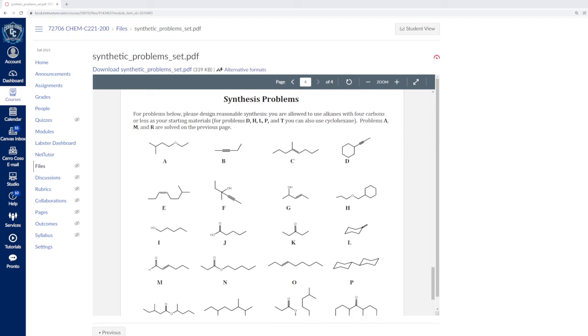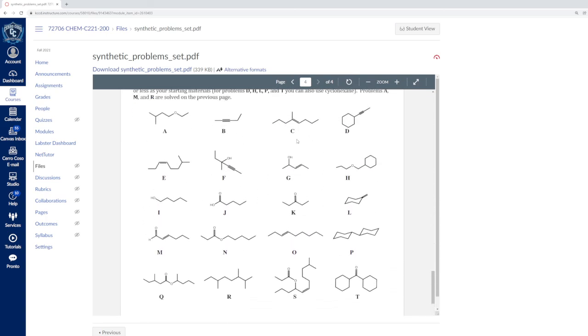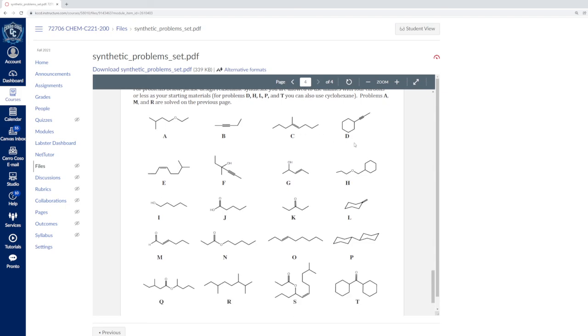It would be a good idea to do this using alkanes with 4 carbons or fewer as your starting materials, or for some of them you'll use cyclohexane as well. So try all of these out. This is the culmination of OChem, is synthesis problems. If you can synthesize these, not only is it its own useful skill, but you will master all of the reactions previously if you can figure out how to make these.